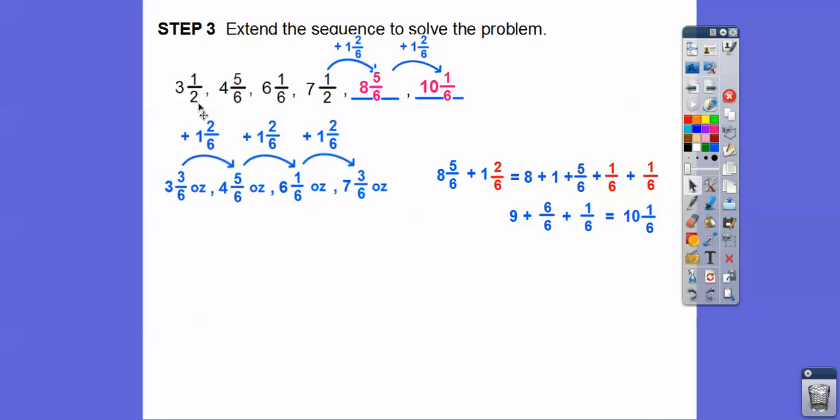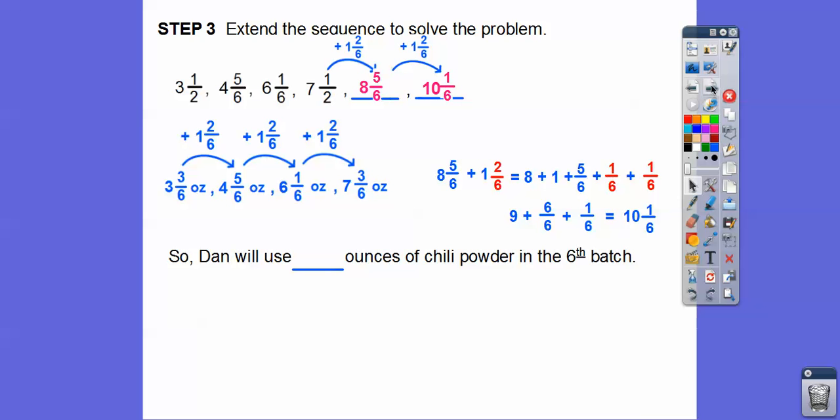Here's the first term, second term, third term, fourth term, fifth term. Here's the sixth batch right there. So Dan will use 10 and 1/6 ounces of chili powder on that sixth batch.